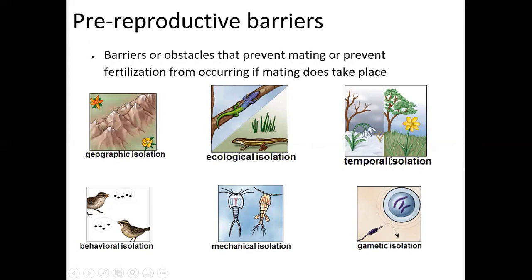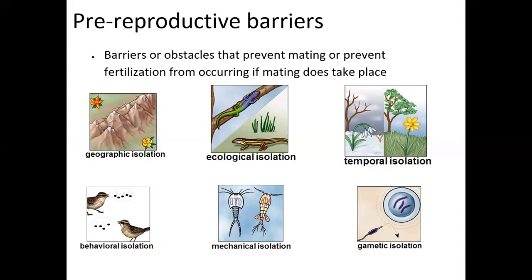That's a time isolation. It could be behavioral, like birds singing different songs. If your mates have one type of song and you sing a different type of song, then you are not going to mate. So that would be behavioral isolation. Could be mechanical isolation. If your parts don't work together, then you cannot mate. That is a mechanical barrier to mating.